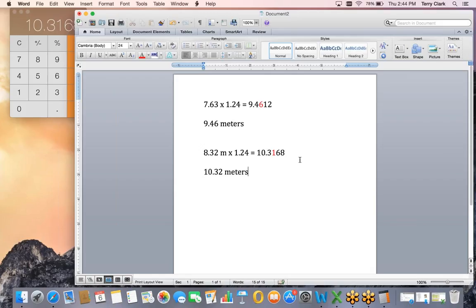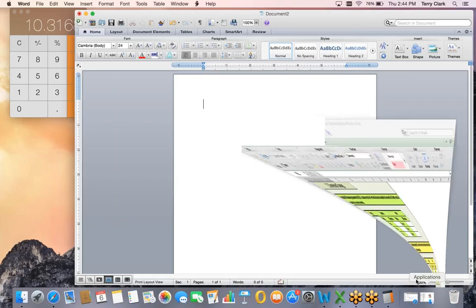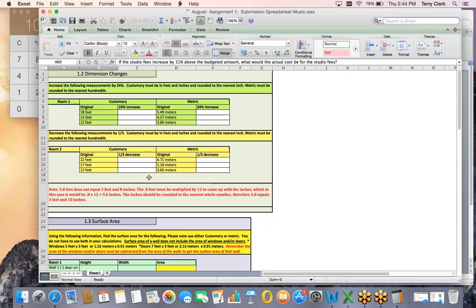We want to make sure that we put meters at the end of it, or an M, because if you don't put meters or M at the end, it will get marked wrong. So that's the end of the increases by 24%. That one was kind of cut and dry. The other one we're going to look at is the decrease of 1/3.